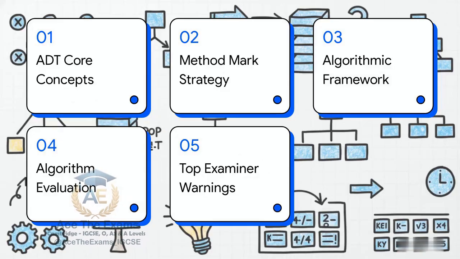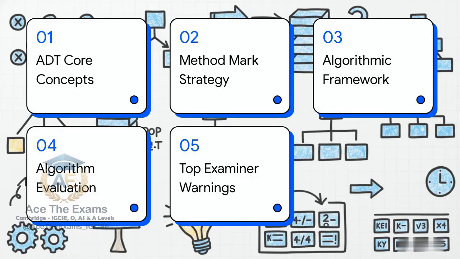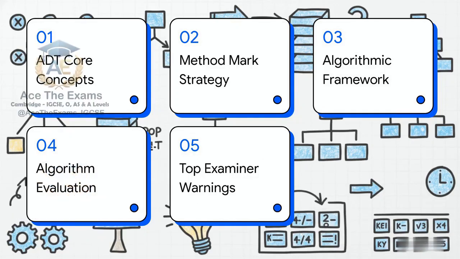To get you exactly where you need to be, here is our battle plan for today's explainer. 1. ADT core concepts. 2. The method mark strategy. 3. The algorithmic framework. 4. Critical algorithm evaluation. And finally, number 5, the top 3 examiner warnings.